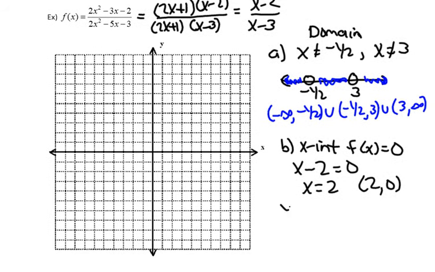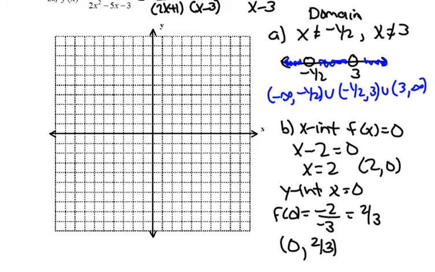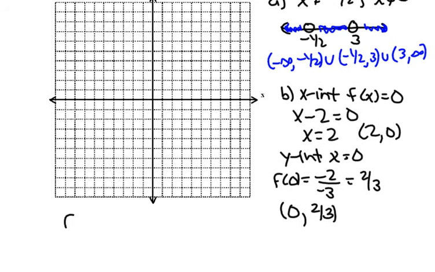Okay, the y-intercept, we know x is 0. So I'm going to plug in f of 0, and that's going to be negative 2 divided by negative 3, which is equal to 2/3. So the ordered pair is 0, 2/3. Now, I'm going to rewrite f of x again, so I don't have to go back up later on.